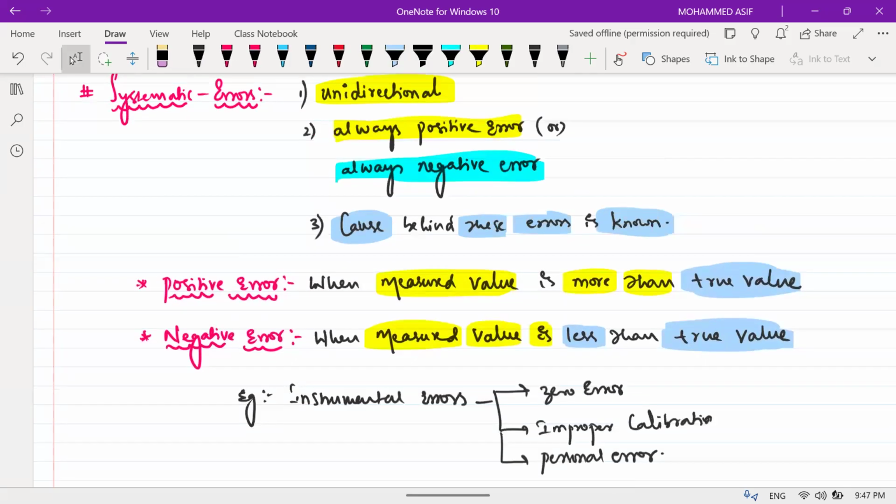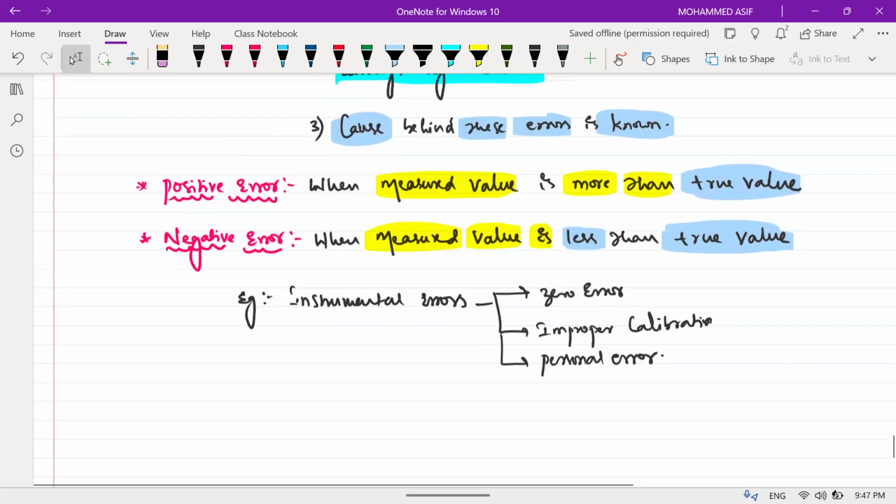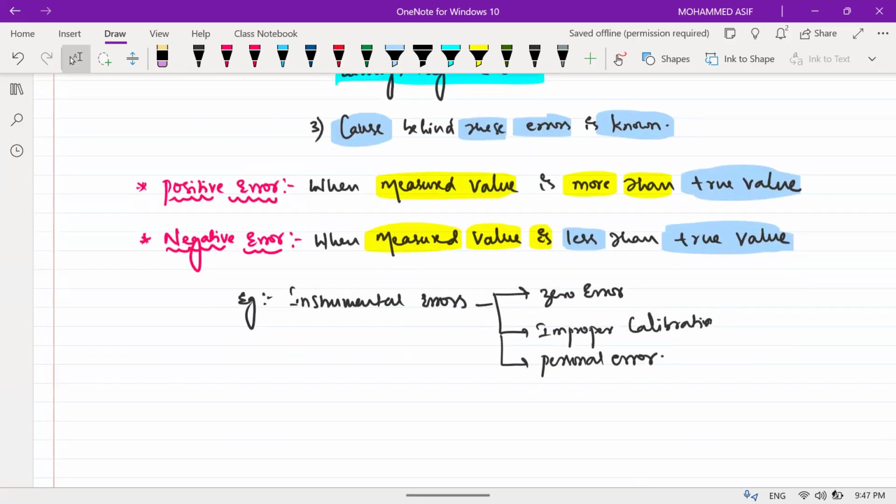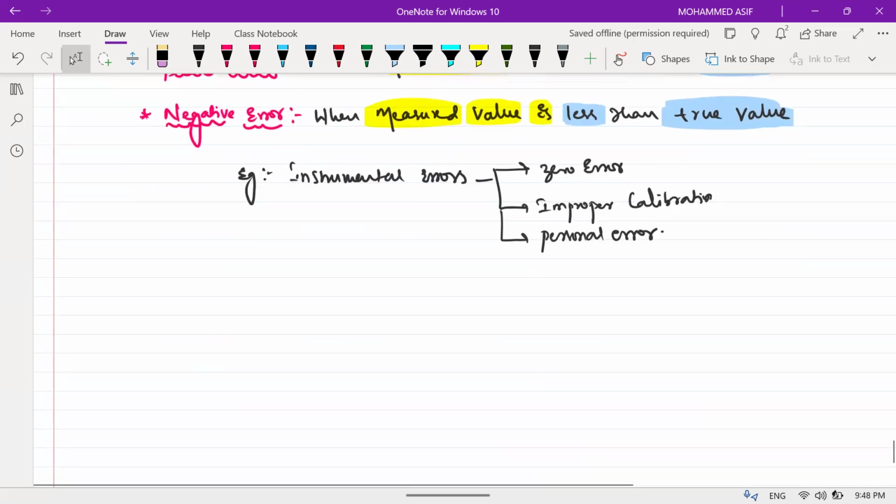So I hope you got clarity about systematic error. A systematic error is always unidirectional. Unidirectional means every time in one particular direction only. It may be always a positive error, or always a negative error. And the cause behind these errors is known. Examples are instrumental errors like zero error, improper calibration, and personal error. All this comes under systematic errors.